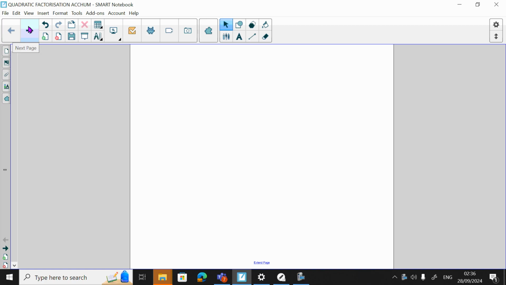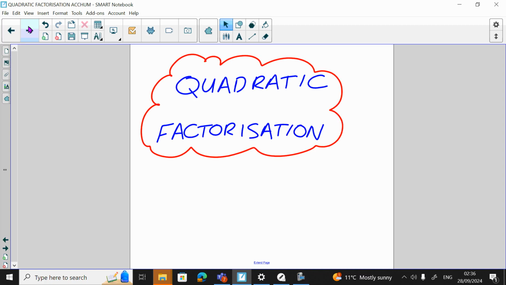Hi, good morning. And so we're just going to look at something called quadratic factorisation. Some people refer to this as trinomials, but trinomial just means three terms. Quad, as in a quadrangle, a square. This is what we're dealing with.